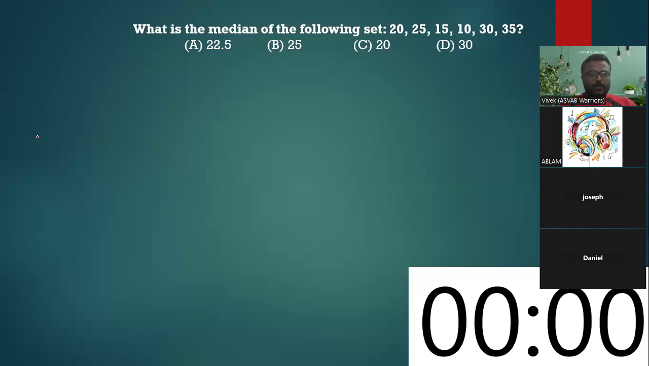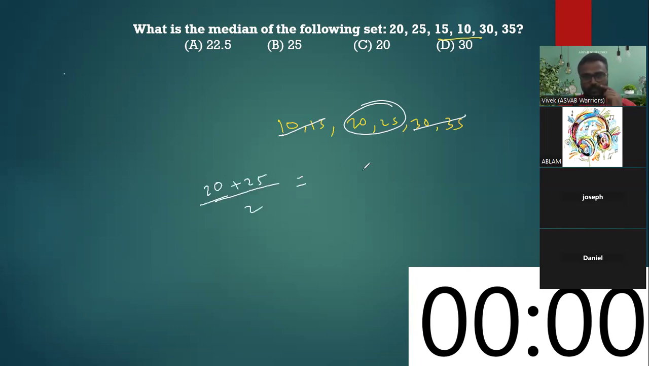Okay, let me solve that for you. All those who didn't get it, let us try to put all the numbers in ascending order. 10, 15, 20, 25, 30, and 35. Let's cancel out 2 from the ends. What do we have? Only two numbers left in the middle. So 20 plus 25 over 2. So we have 45 divided by 2. If we divide 45 by 2, what would we get? 22.5. So option A is correct.